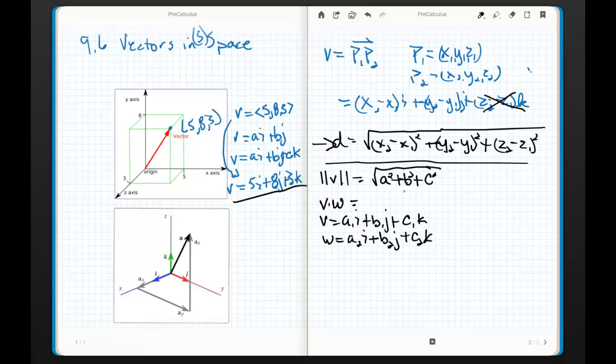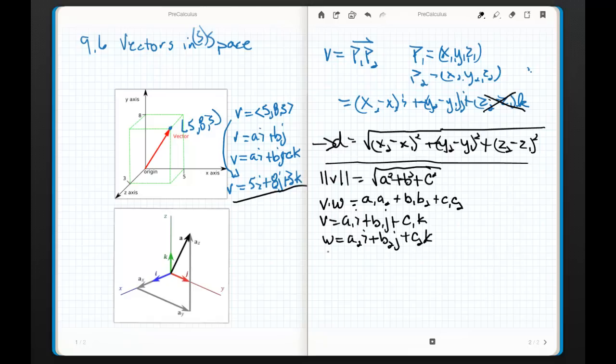Remember, the dot product's just a quantity. It doesn't have any units associated with it. It's just a1a2 plus b1b2 plus c1c2. All right, easy peasy. That's how you dot vectors.